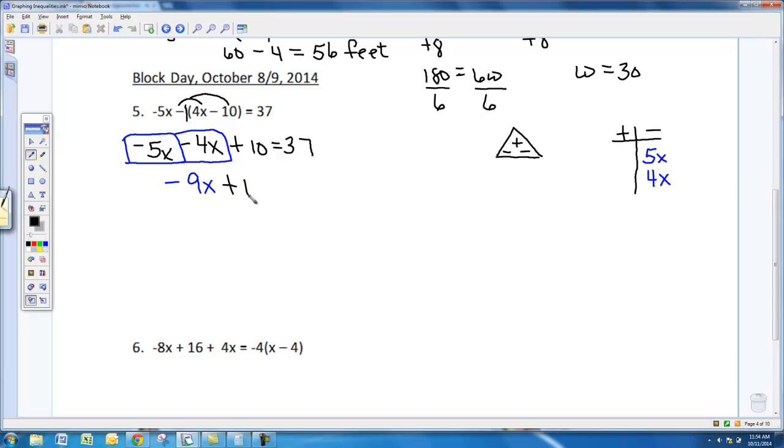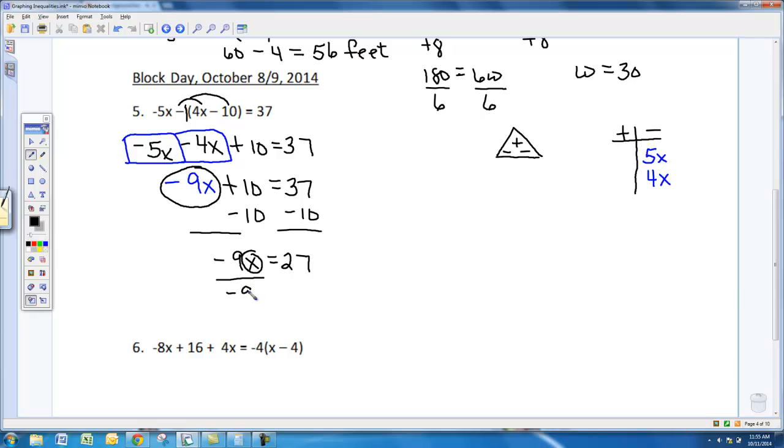Bring down plus 10 equals 37. We now need to get the term with the variable alone. We'll do that by subtracting 10 from both sides. So that gives us negative 9x equals 27. We now need to get the x alone, and we'll do that by dividing both sides by negative 9. So x equals negative 3.